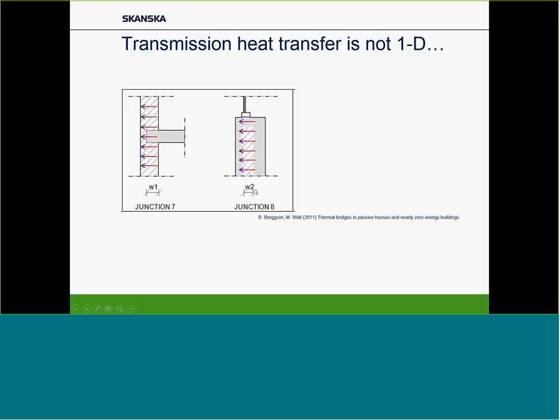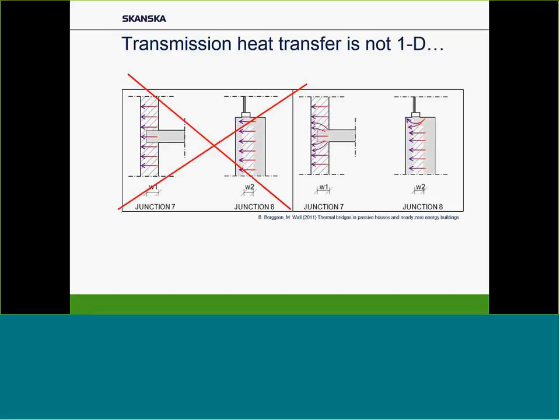This is a concrete sandwich panel, where you have concrete on the interior side in junction 8 and concrete on the exterior side, and then you need some concrete navings to be able to mount your window. But of course, this is not true. The reality is that heat transfer moves something like this, as you can see. It moves in more than one dimension.